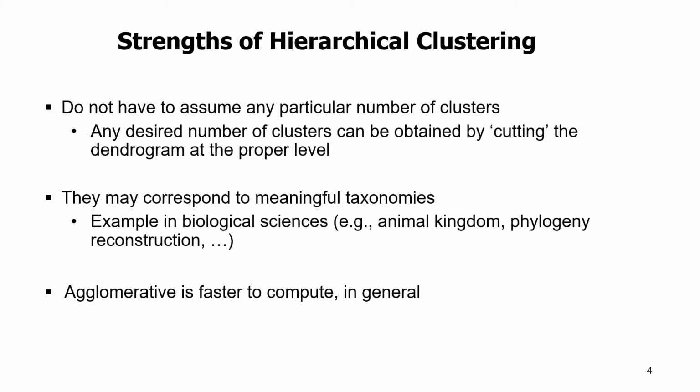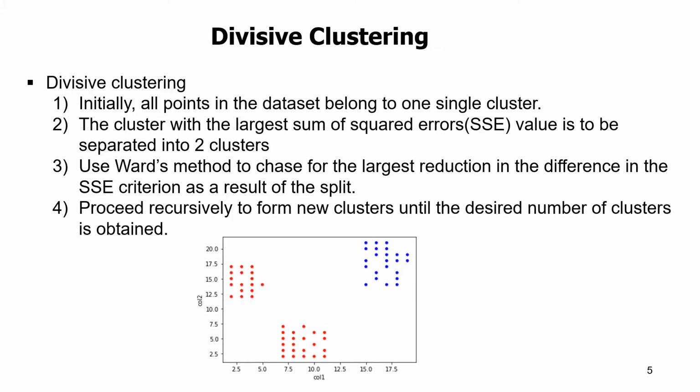Finally, between divisive and agglomerative clustering, agglomerative is much faster than divisive. So here we're going to focus on agglomerative clustering. I'm going to give you a very short introduction of divisive clustering and move on to agglomerative clustering.